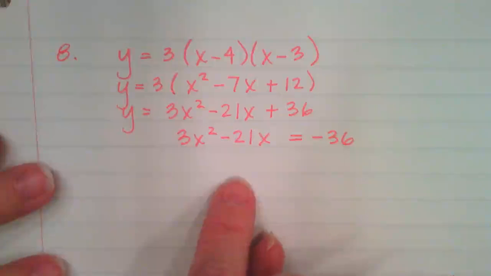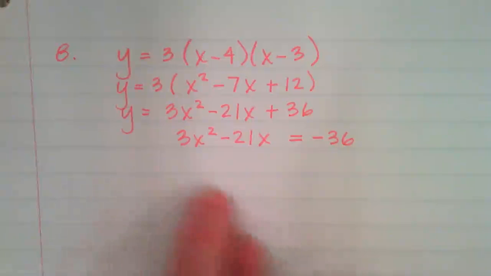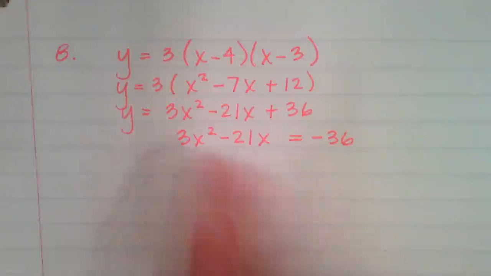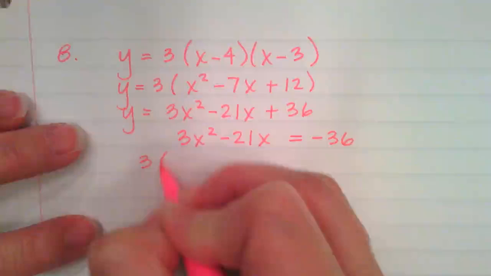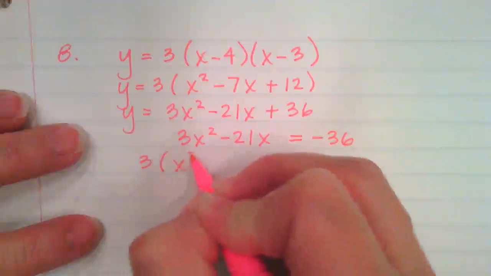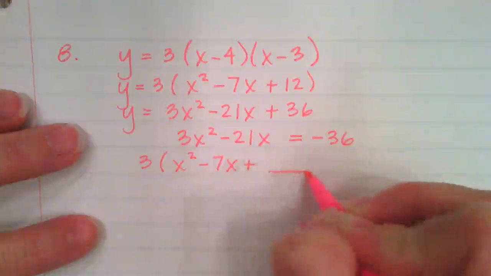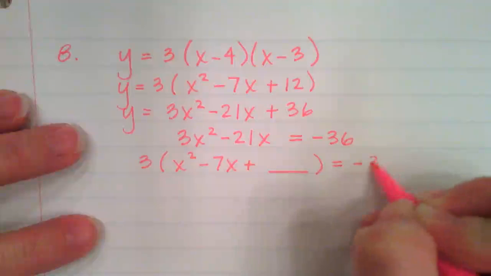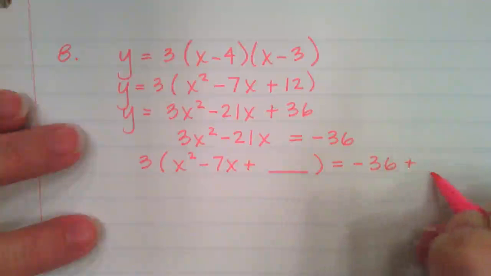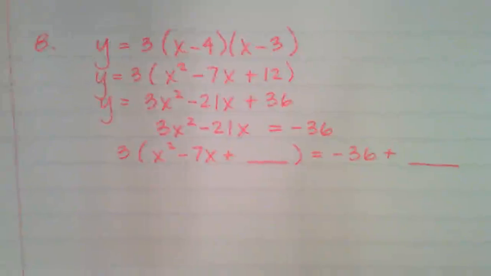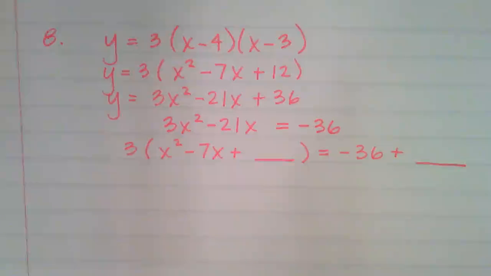All right, I'm at the step where I need to decide what my magic number is, but I can't do that with a leading coefficient. So I need to pull that leading coefficient out, which is going to give me x squared minus 7x plus blank equals negative 36 plus blank. All right, so here we go, the dreaded fractions. But this is going to be absolutely fine. So we'll do a little bit of scratch work off to the side.